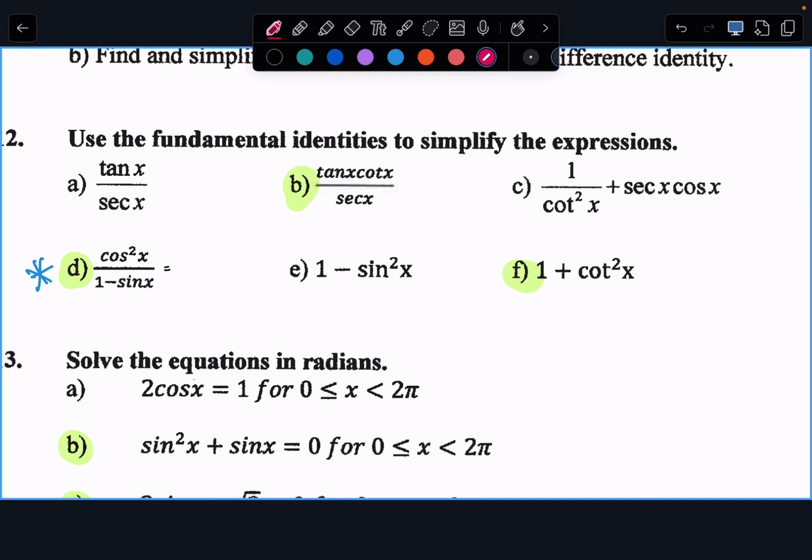D is highlighted weird. That's strange. I wonder why she would do that. I don't know.